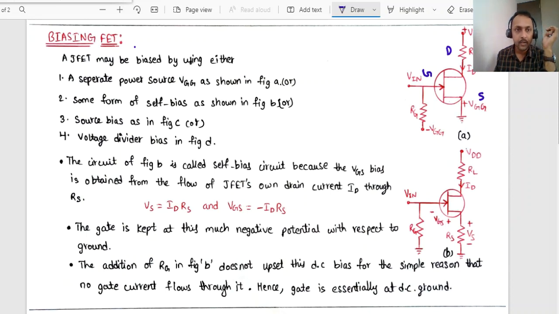Here four types of biasing are possible. One is using a separate power source, VGG, as shown in figure A, and another one is the self bias as shown in figure B, where some part of the drain current itself is used to bias the circuit. Also there is the source bias circuit, and using a voltage divider we apply the biasing for the circuit.